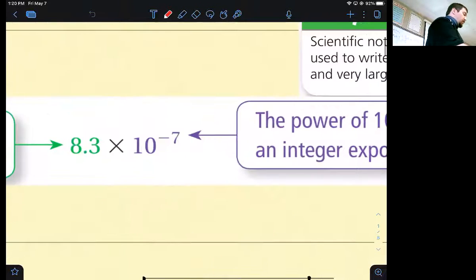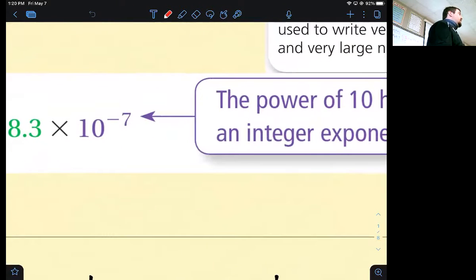The power portion of it has to be a power of 10. If it's not a power of 10, then this doesn't work. This is supposed to be an easy way of writing numbers. It is not supposed to be a complicated way of writing numbers. If you raise it to a power other than 10, you have just complicated this way too much.